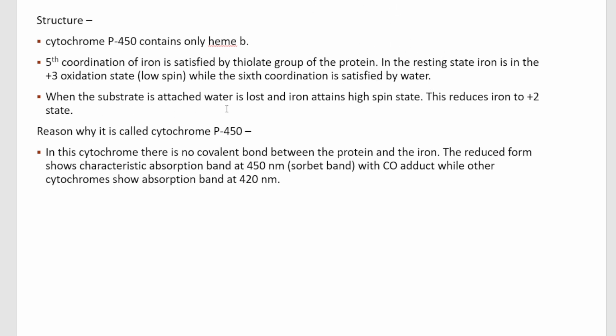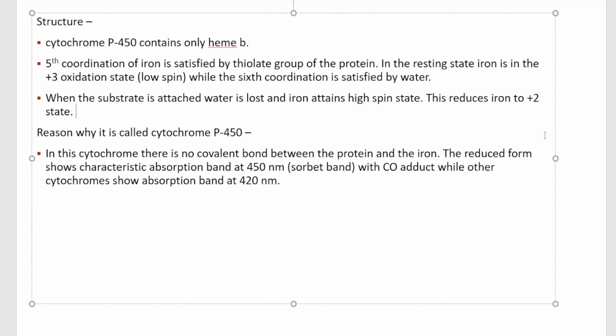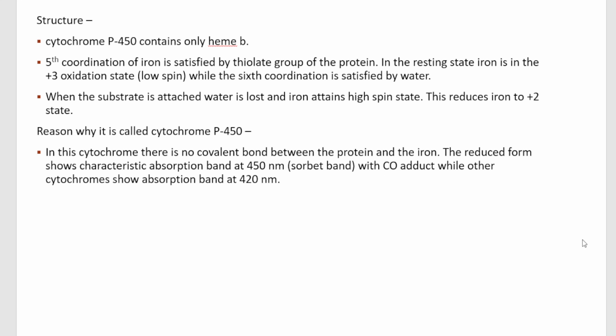And when the substrate is attached, the water is lost. That is, the water in the sixth position in the resting state of the protein will be lost when a substrate comes and attaches over there. When this happens, the iron attains a high spin state and reduces to plus 2. Initially in the resting state it is in plus 3 oxidation state, whereas in the working process it will have plus 2 oxidation state, and water will be lost from the sixth coordination site.